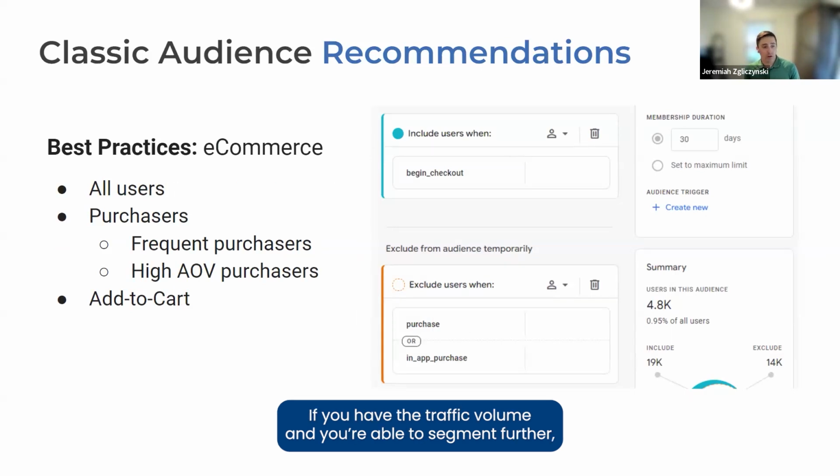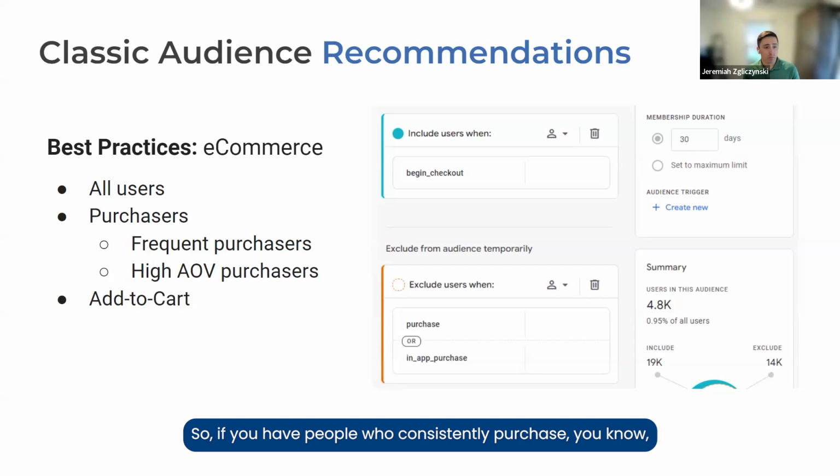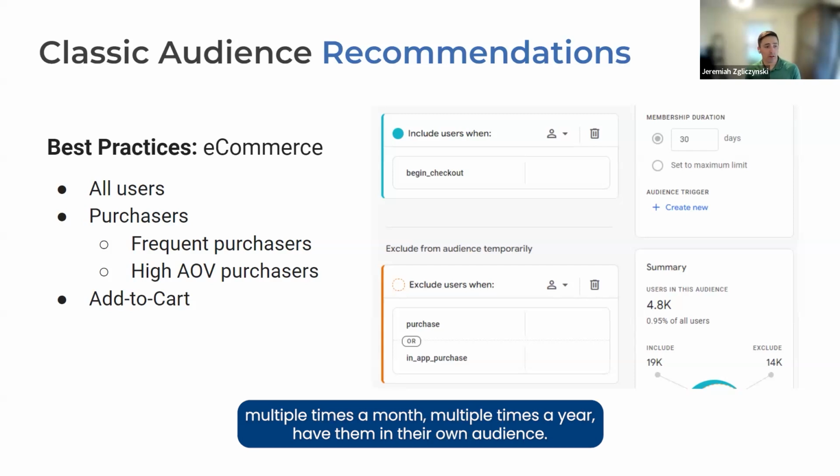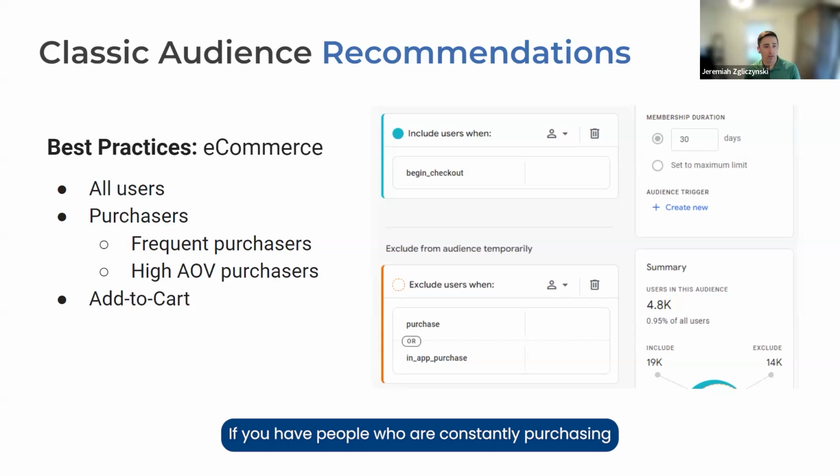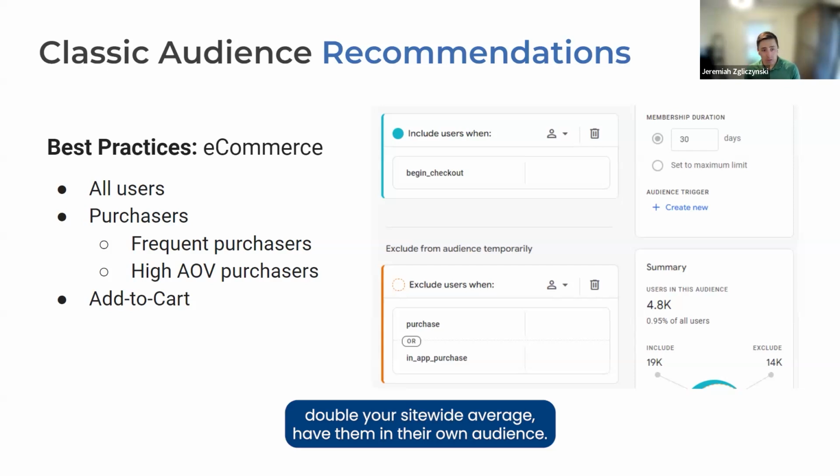If you have the traffic volume and you're able to segment further, we like to add in frequent purchasers or high AOV purchasers. So if you have people who consistently purchase, multiple times a month, multiple times a year, have them in their own audience. If you have people who are constantly purchasing double your site-wide average, have them in their own audience.